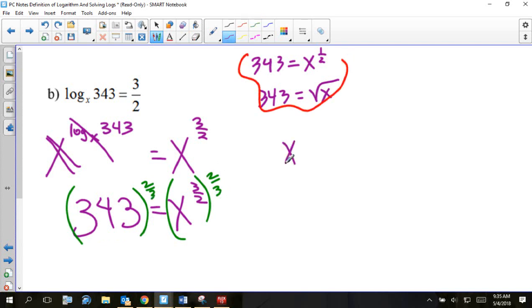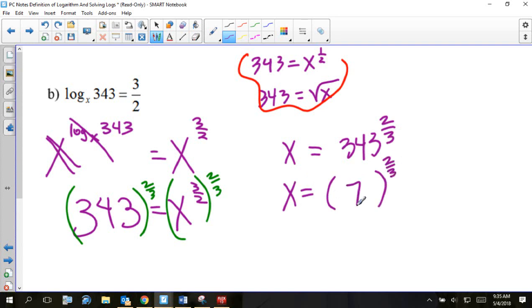So I will have x to the, when I multiply these together, I get 6 over 6, that's x to the first, equals 343 to the 2/3. Now that's exactly what you were doing in the assignment yesterday. So 343, does anybody remember earlier what that power was? 7 to the 1/3. So if I multiply my exponents, I get 7 squared. So x is 49.